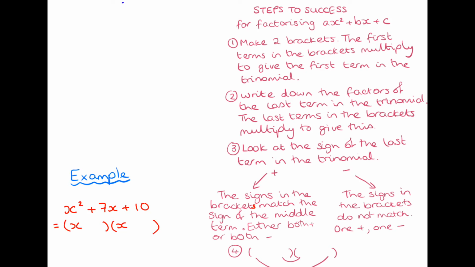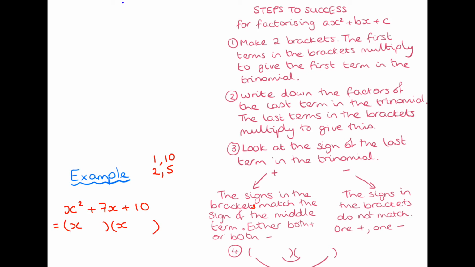Part 2, step 2, write down the factors of the last term in the trinomial. Right, well, let's do that then. So the last term in the trinomial is 10. So we're going to write down the factors of 10. So we've got 1 and 10, or 2 and 5. They're the only factors of 10. No other numbers go into 10, no other whole numbers.